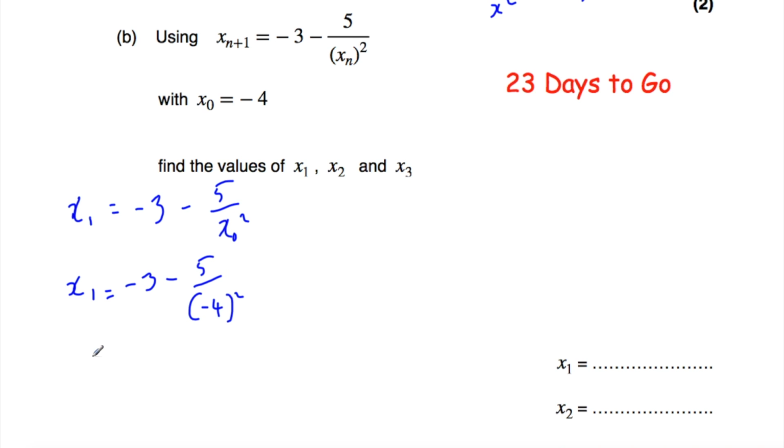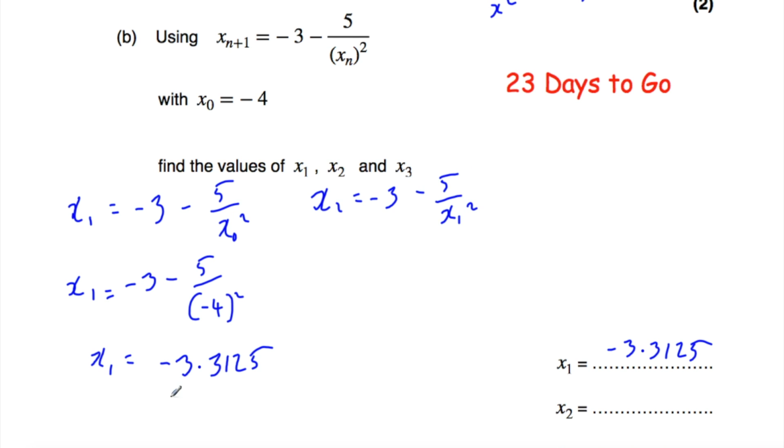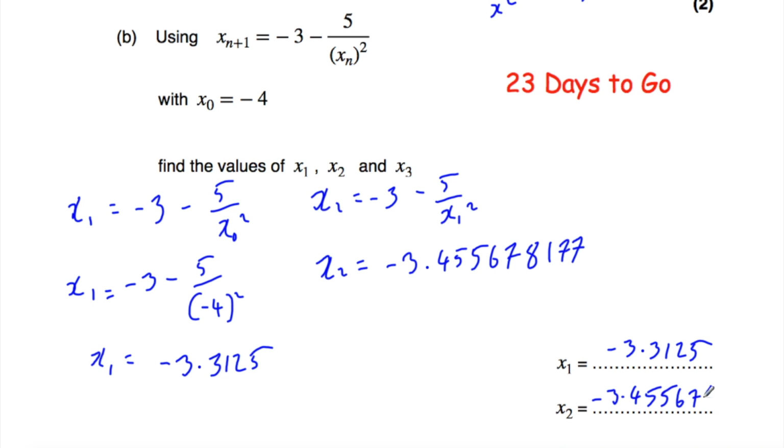So let's type that into our calculator and see what we get. So x1 equals negative 3.3125. So to find x1, now what we're going to do is find x2. So actually let's write x1 in here, minus 3.3125. So x2 will be equal to minus 3 minus 5 over x1 squared. So we're now going to substitute the value for x1 into our iteration formula and see what we get. So x2 will be equal to minus 3.455678177. So we found our values for x1 and x2.